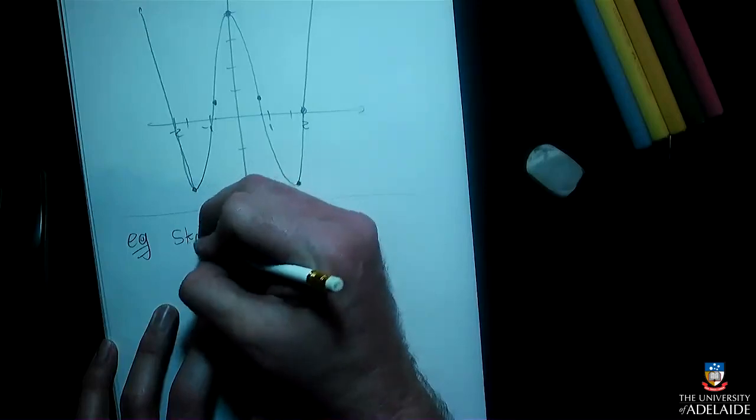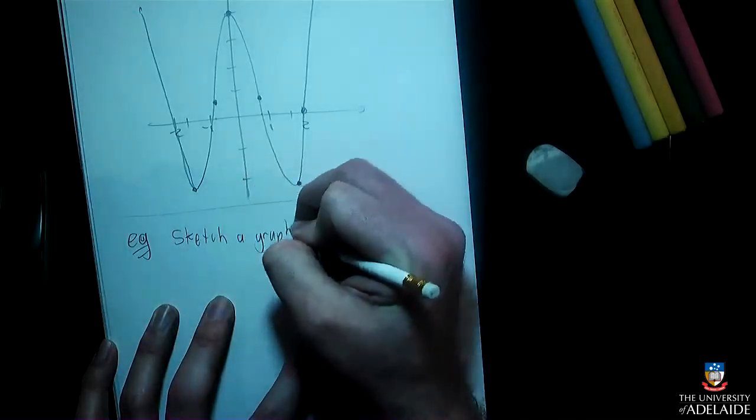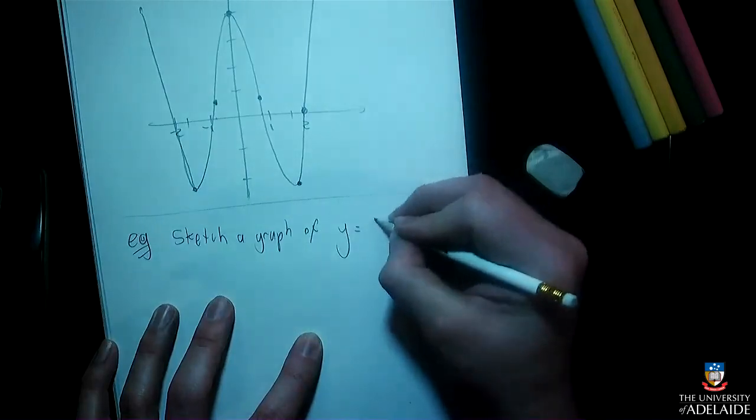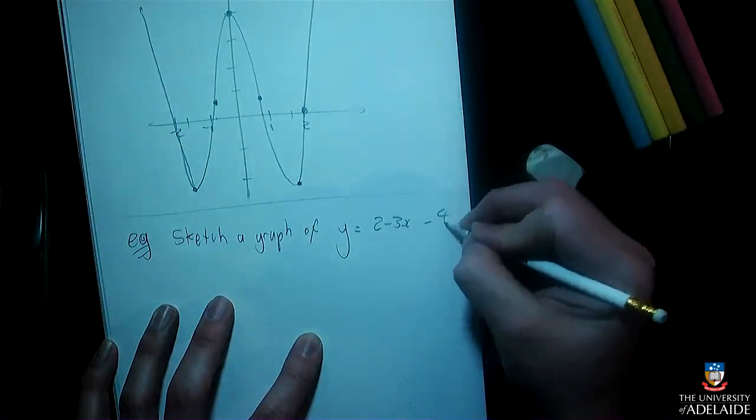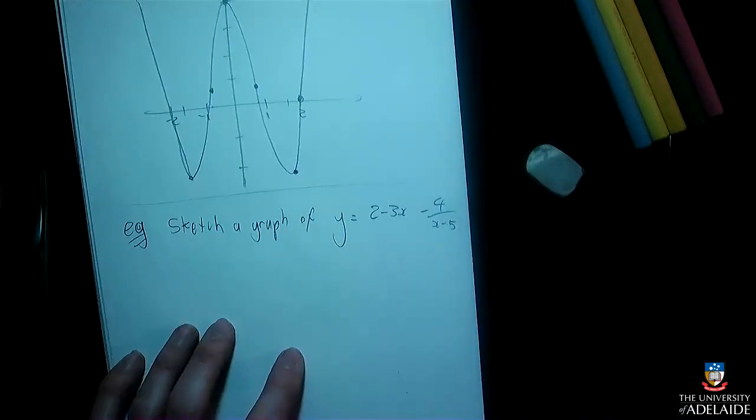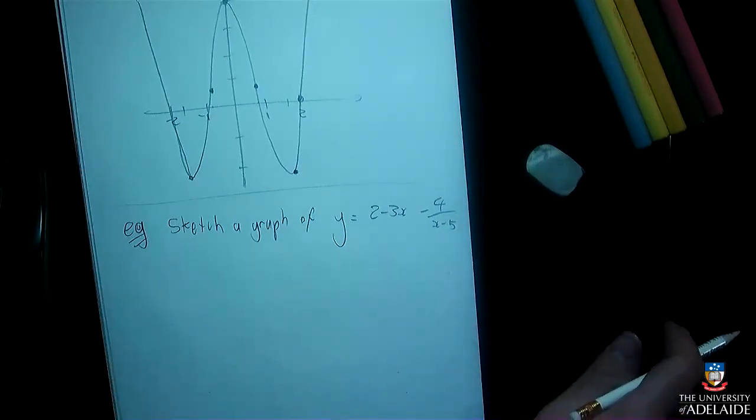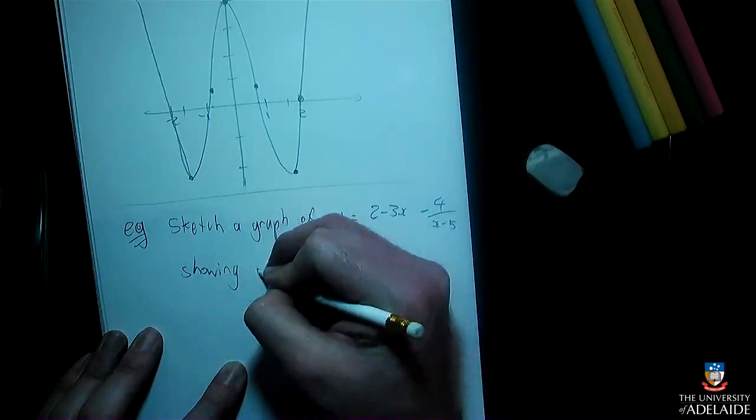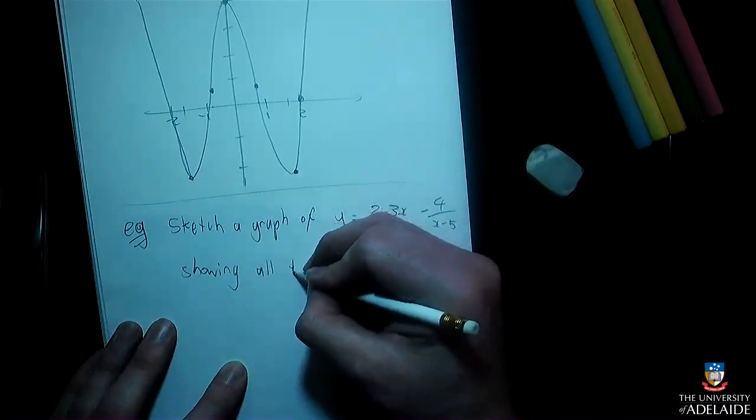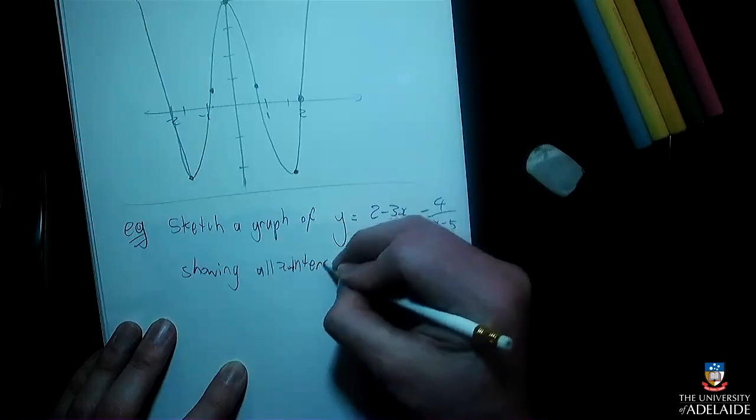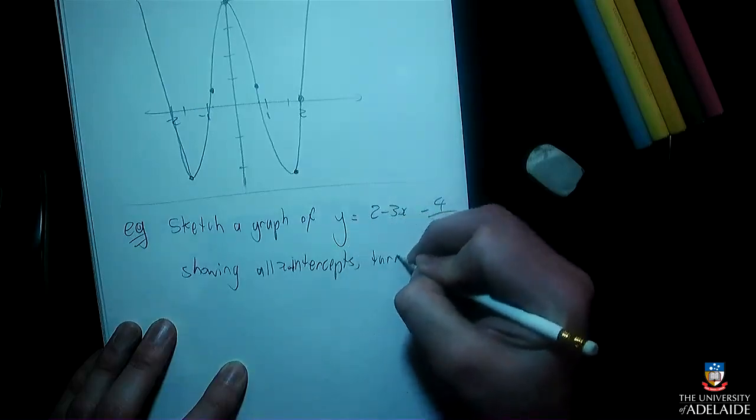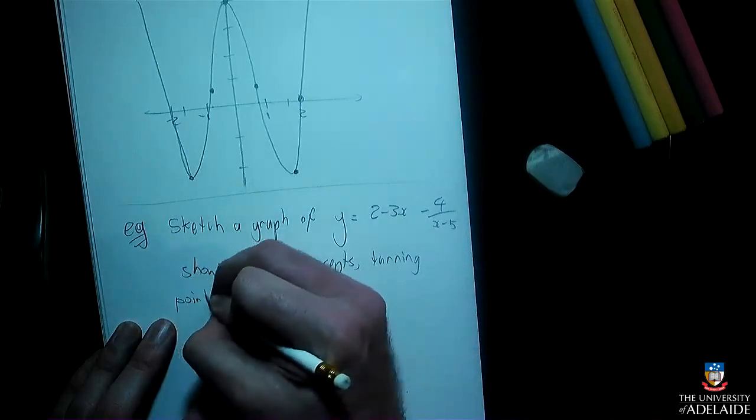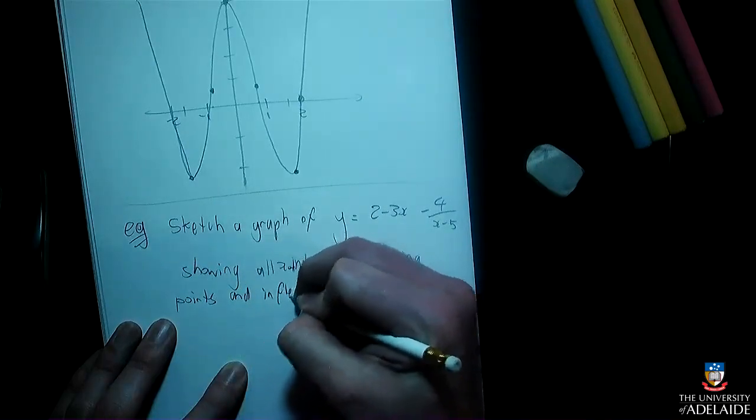So sketch a graph of y equals 2 minus 3x minus 4 over x take 5. Really hope this is going to work nicely. Showing all intercepts, x-intercepts, turning points, and inflection points.